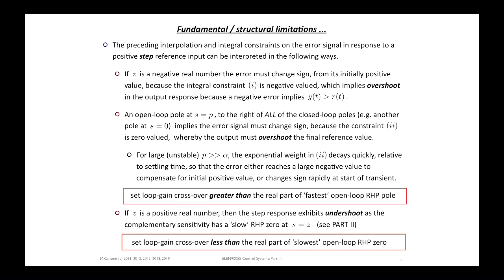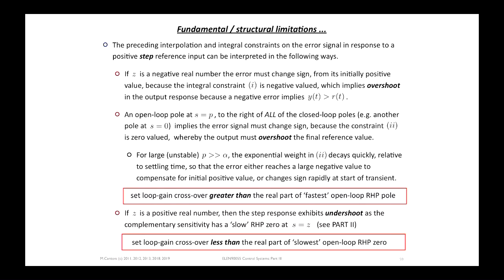Okay, so the point of this analysis is to identify these sorts of potential trade-offs. This is saying if I've got an unstable right half plane pole, I've got to have a sufficiently high crossover frequency if I want to avoid bad transients in the step response of the closed loop. This one is saying if I have a right half plane 0, I can't make the closed loop too fast, because if I do, I might get lots of undershoot, which is typically undesirable.